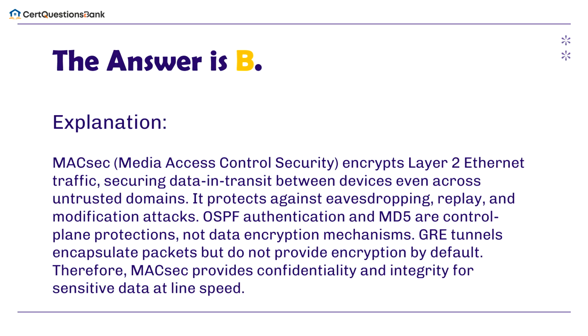MACsec, Media Access Control Security, encrypts Layer 2 Ethernet traffic, securing data in transit between devices even across untrusted domains. It protects against eavesdropping, replay, and modification attacks. OSPF authentication and MD5 are control plane protections, not data encryption mechanisms. GRE tunnels encapsulate packets but do not provide encryption by default. Therefore, MACsec provides confidentiality and integrity for sensitive data at line speed.